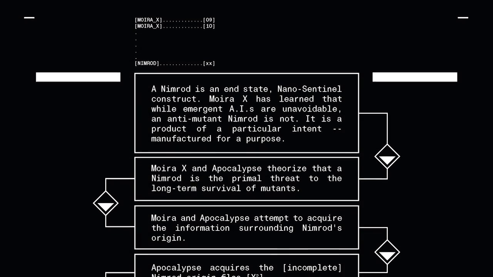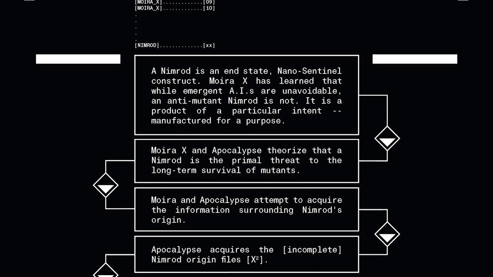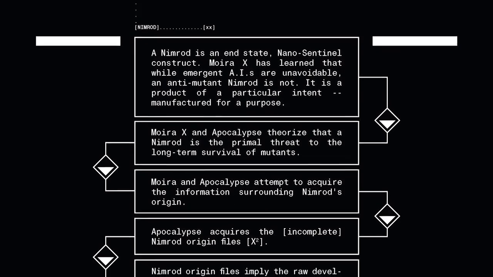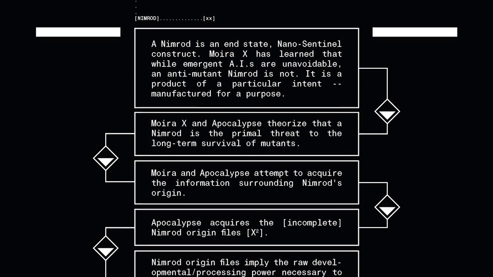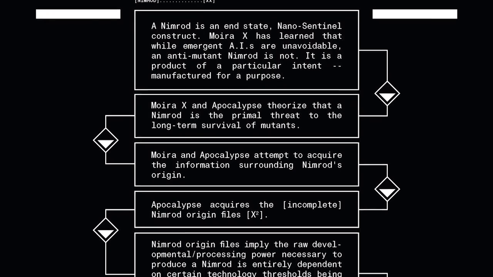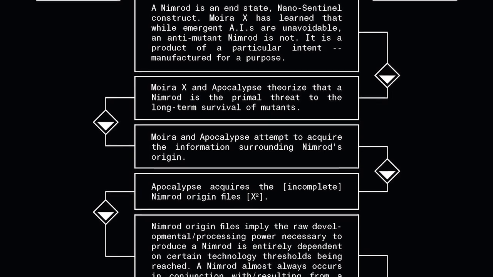But then you go into basically a Nimrod. And this is where Hickman is changing things, because instead of simply saying Nimrod, he's saying a Nimrod. And this is basically a pure nano Sentinel construct, right? So anti-mutant, adaptive, self-aware, self-replicating, virtually indestructible. What Hickman seems to be saying here is that an Omega Sentinel is the logical conclusion to a Nimrod, right?